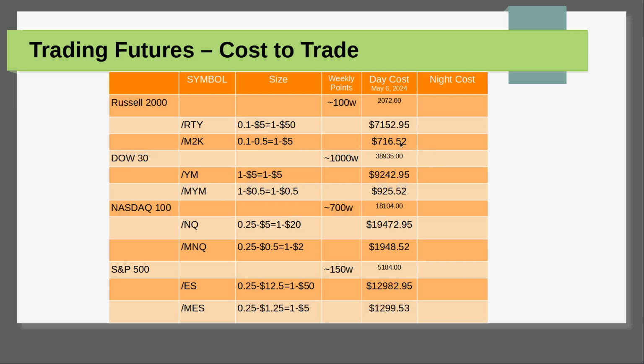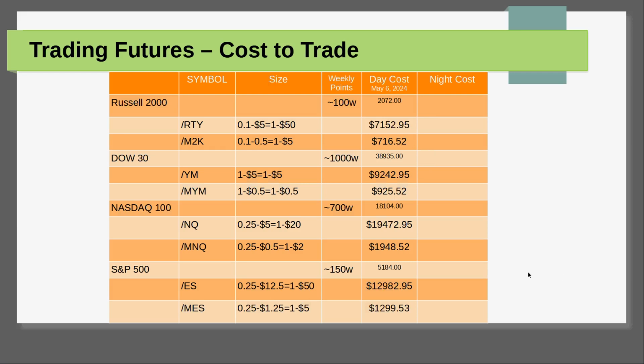In order to trade a mini contract on the Russell, it's going to cost you, on my platform today, based on where the Russell is trading right now, $7,000 to trade a mini. But to trade a micro, it costs you almost 1/10 of that. This is also including commissions of $700 in order to trade that particular contract.